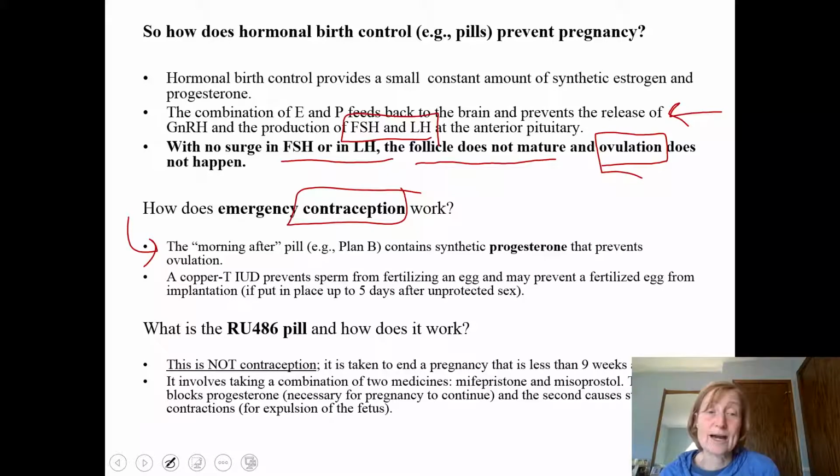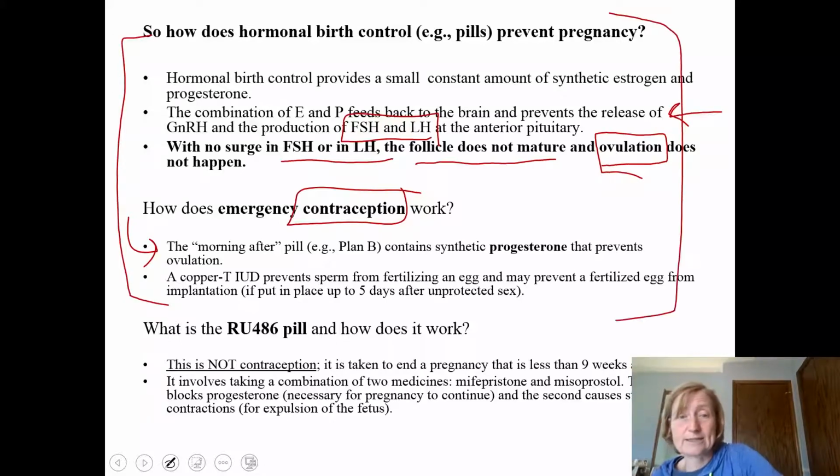Or a copper IUD, which is an intrauterine device that can be inserted into the uterus, can prevent the sperm from fertilizing the egg or prevent a fertilized egg from being implanted. And that can happen after unprotected sex too. So it's considered emergency contraception. So these are both contraception.